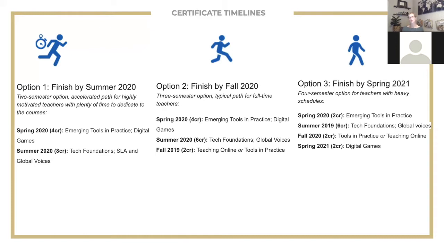I think option 2 is a lot more reasonable. It has you take courses in the spring, in the summer, in the fall. And then option 3 is also very reasonable. It's 4 semesters, you go at your own pace, you can pick and choose the courses you want to take and take your time. There is a 3-year limit on completing the certificate, but based on this, you can see that it's a very reasonable timeline.